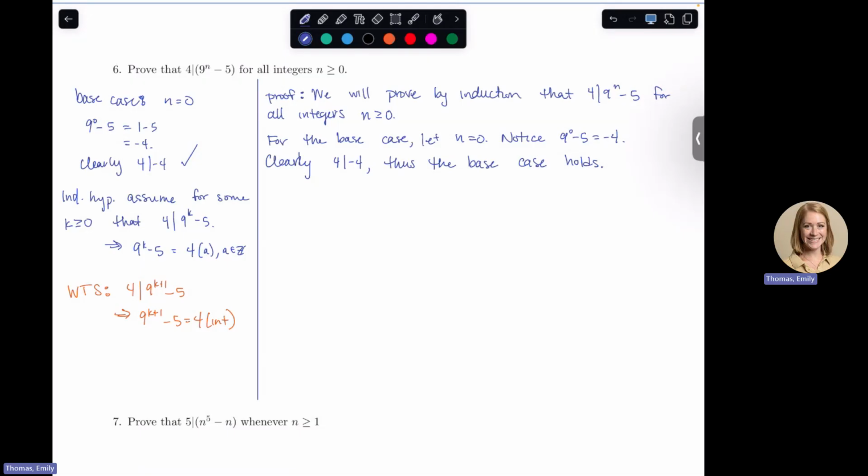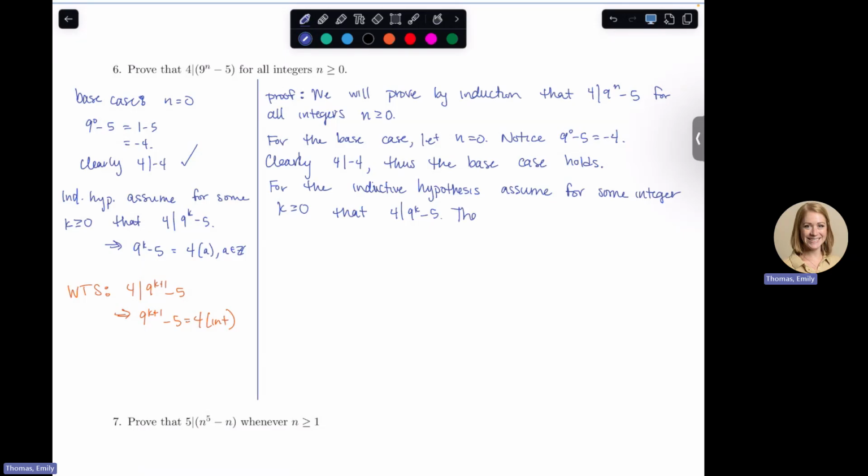So we are going to assume the inductive hypothesis. So for the inductive hypothesis, I put a dot on an i there that doesn't exist, so that's fun. Good luck figuring that out. And not dotting the i's that are there. It's all good. For the inductive hypothesis, assume for some integer k greater than or equal to 0 that 4 divides 9 to the k minus 5.